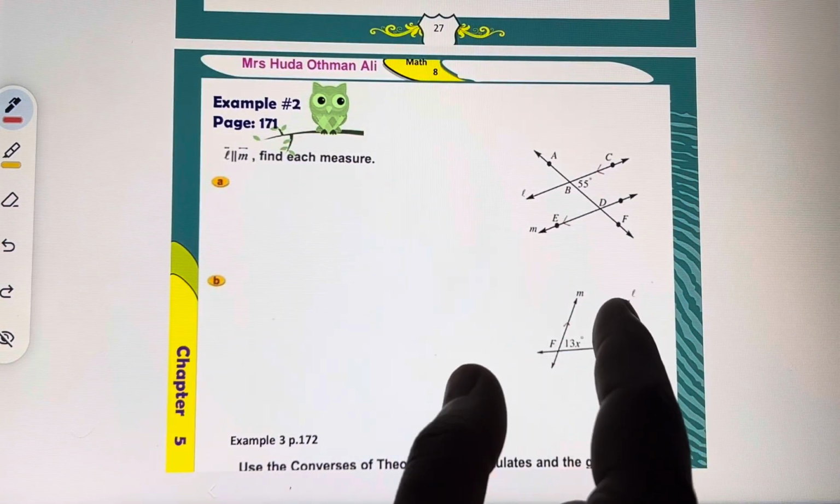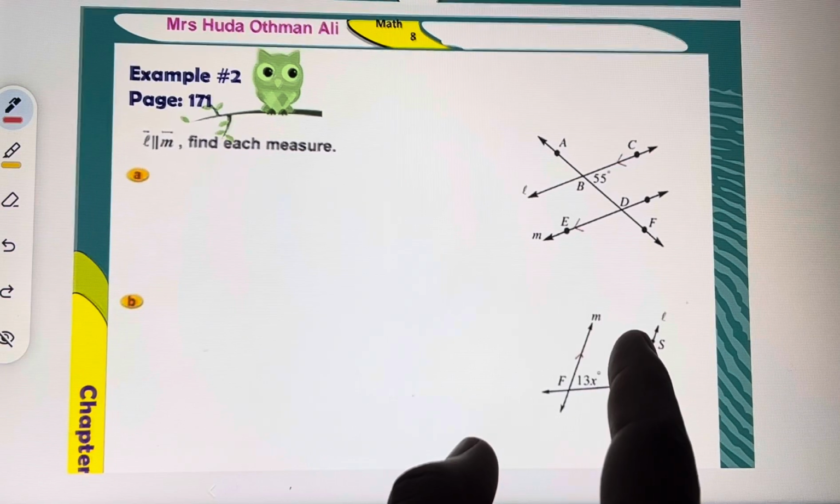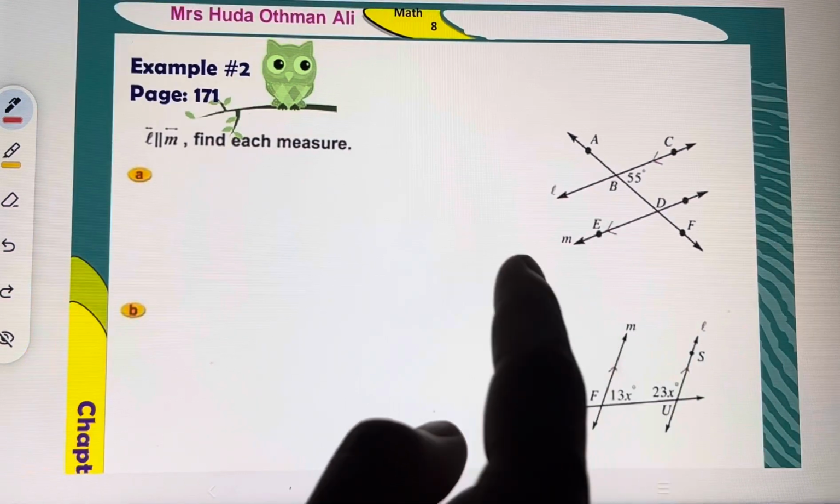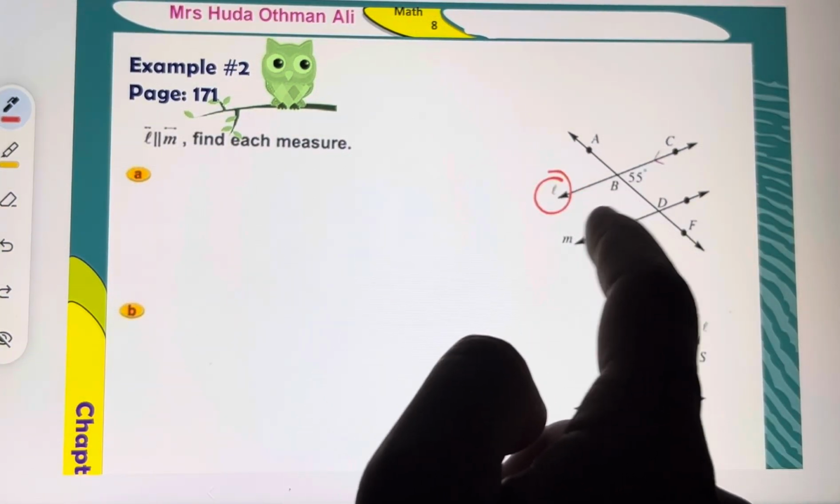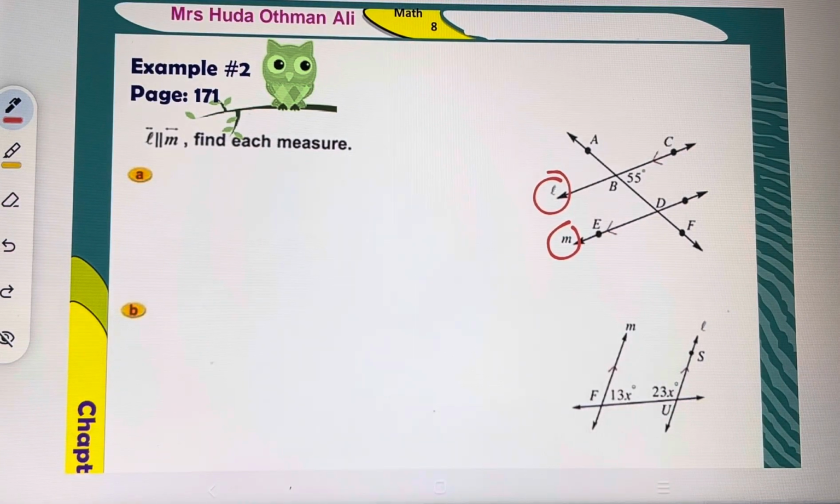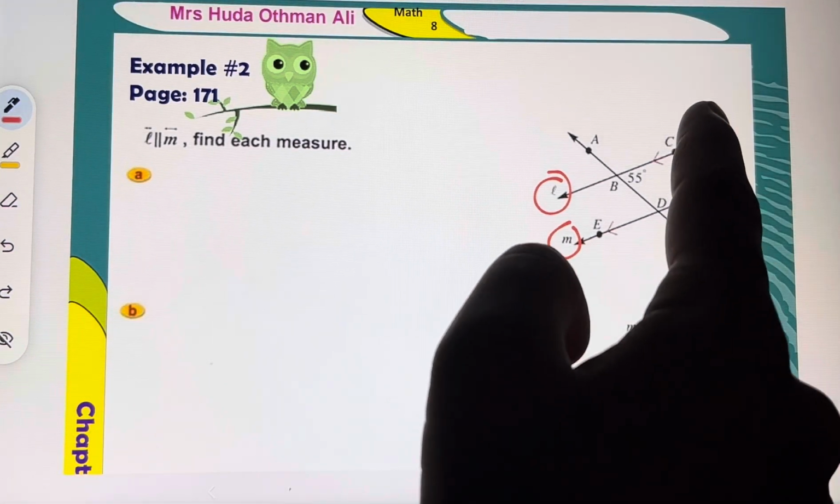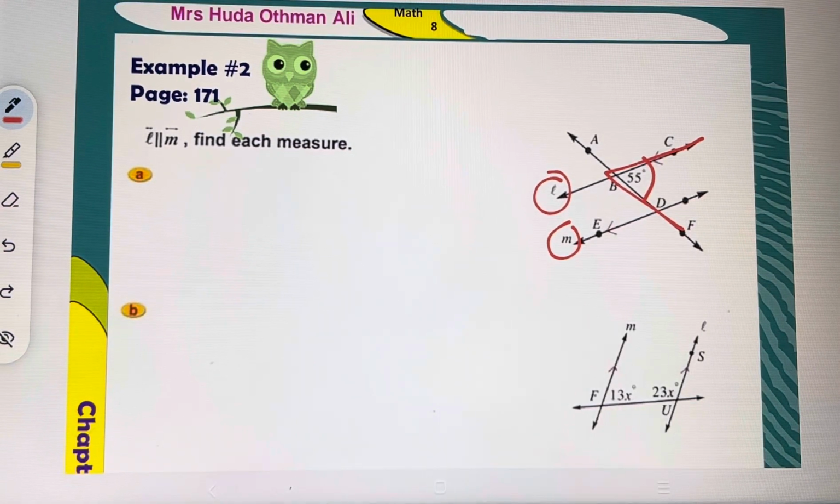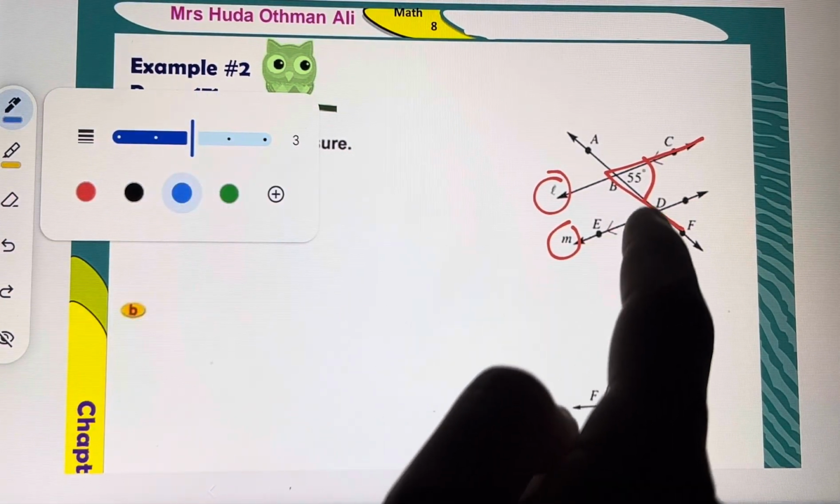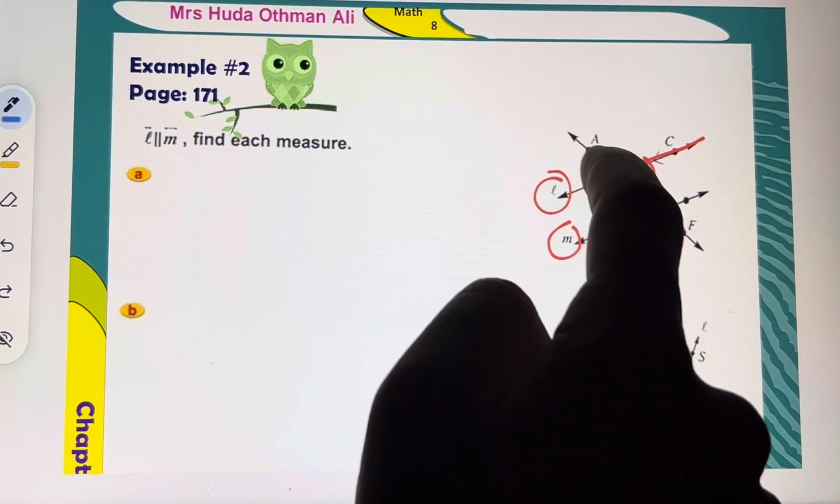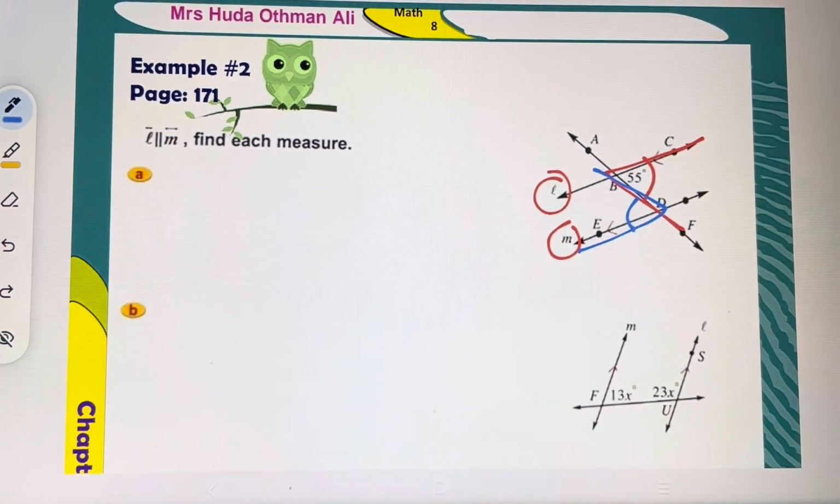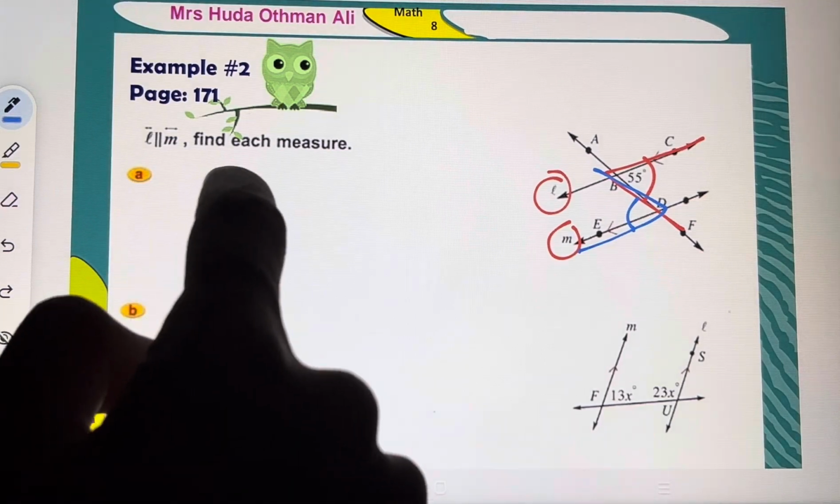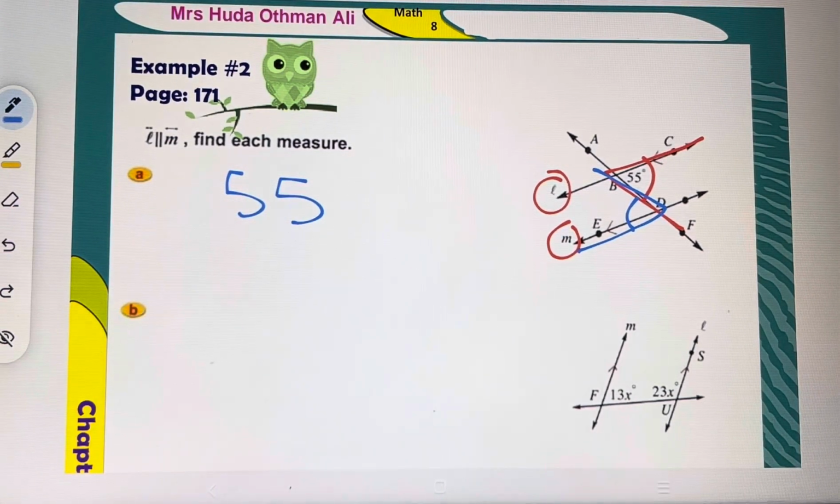All right, dears, let's solve this example. I have line L and line M. Those two are parallel lines that never intersect each other. It says find each measure. So if I have angle CBD, which is 55, what is the measure of angle BDE? Again, this is also going to be 55 degrees.